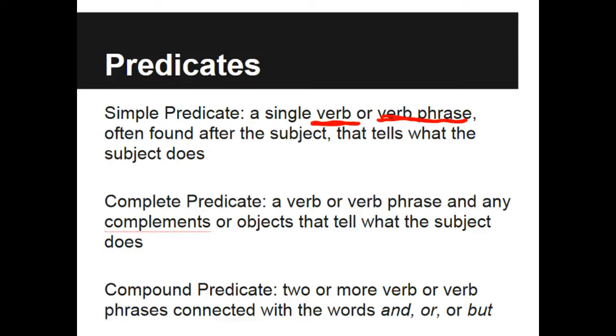Just like with subjects, we also have a complete predicate. We have a verb or a verb phrase and any complements or objects that tell what the subject does. We'll show you more about that here in a few moments. Lastly, we also have compound predicates. Once again, two or more predicates connected with words such as and, or, but.